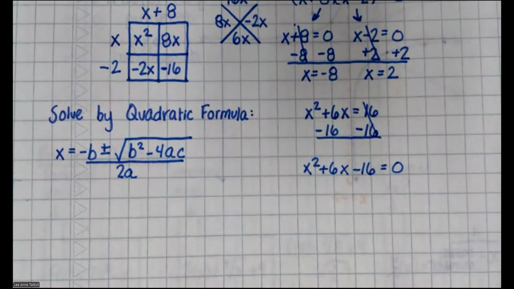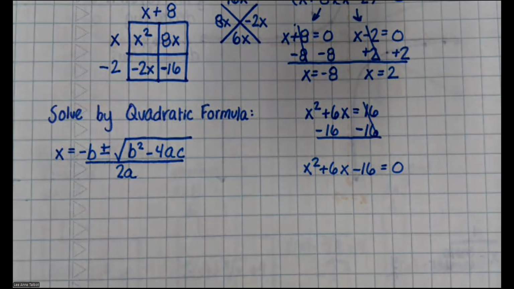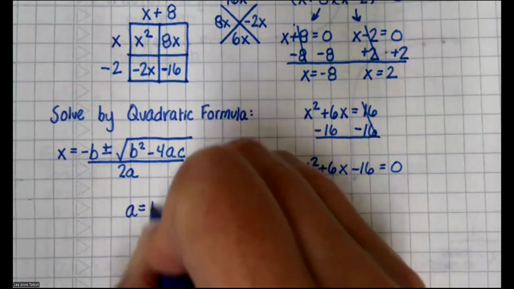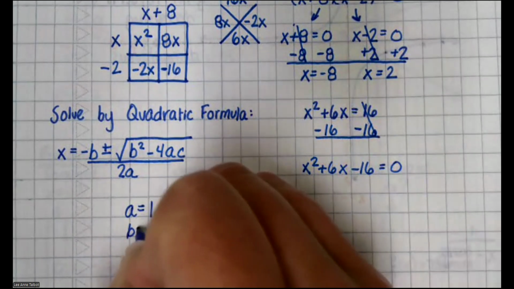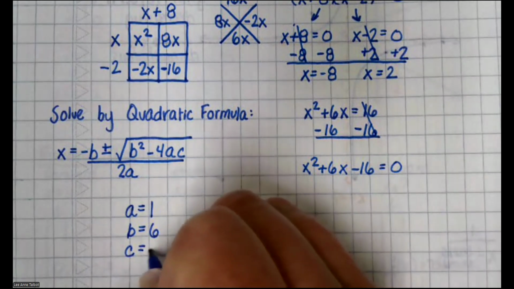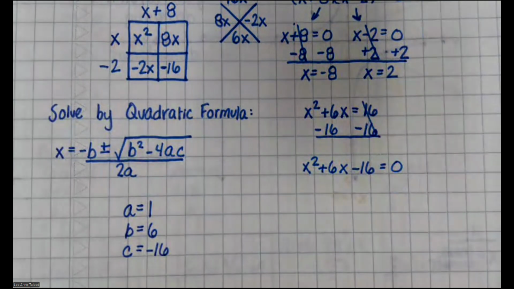Okay, so quad formula, the same thing as factoring. You have to get it equal to 0 first. So move that 16 over. And then you assign A, B, and C. In this problem, A is 1, B is 6, C is negative 16.